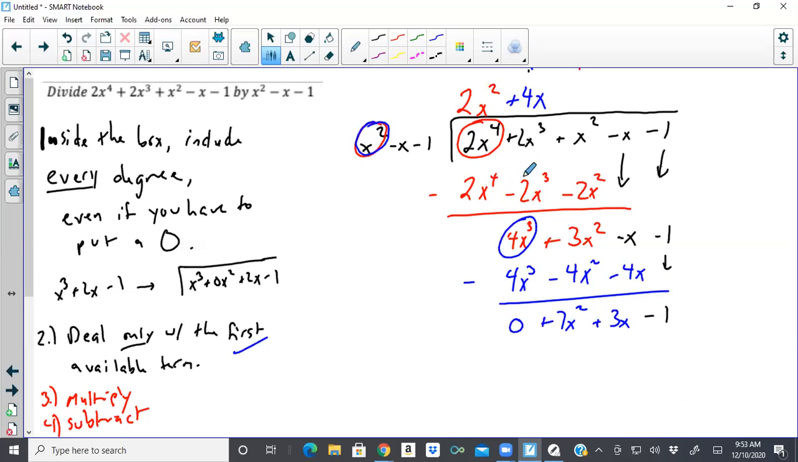But notice how I'm keeping everything lined up. All of the x squareds are lined up. All of the x's are lined up. All of the constants are lined up. That happens when you put this thing into standard form on the inside. So when you put it into standard form, you're good.